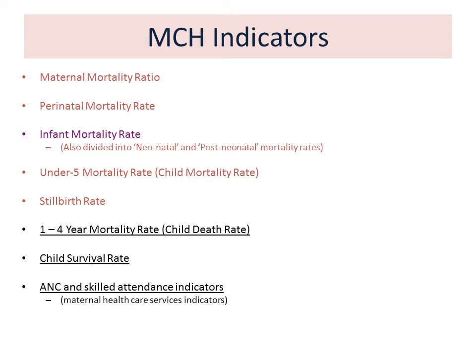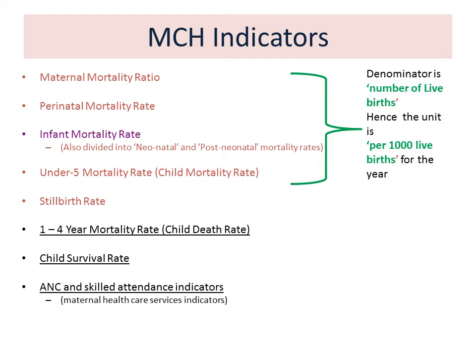These are MCH services indicators. How good are the services? Maternal mortality ratio, perinatal mortality ratio, infant mortality rate, and under 5 mortality rate have a denominator as number of live births. Hence, they are expressed as per 1000 live births for the year. Child survival rate and the service indicators are expressed as percentages.